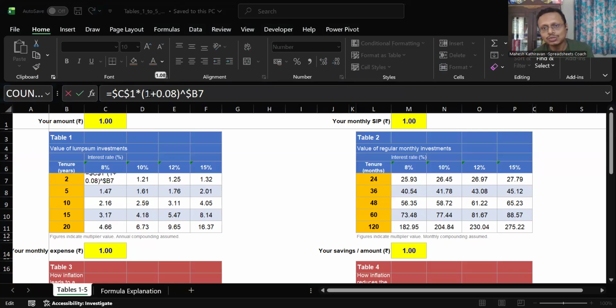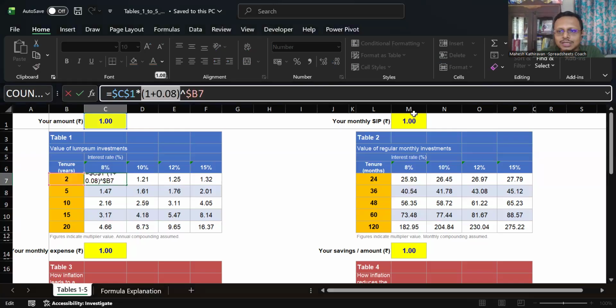Because Excel stores 8% as 0.08, right? That's okay. But if I only use 0.08, I'm calculating only the growth percent. But what about the compounding? This is where your mind should go. I want the original amount plus the growth amount. The original amount is the 1 rupee, plus 0.08, which means 1.08, which means 100% of the original amount plus 8% of growth. That is what the compounding growth is, right? You're understanding the thing?